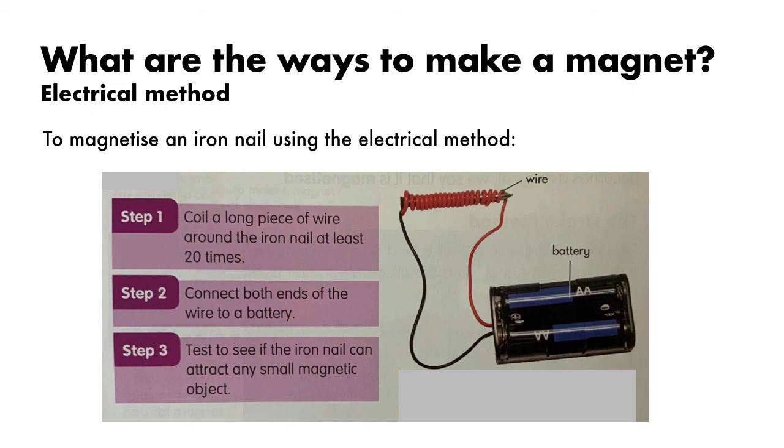You coil a long piece of wire around an iron nail at least 20 times. Connect both ends of the wire to the battery. Test to see if the iron nail can attract any small object. So basically, this is how you make a magnet using electricity. This thing becomes a magnet. As long as there's electricity running through the wire, this will be a magnet. Understand? Yes, through the wire. We'll do the experiment later together, right? When can I do this?